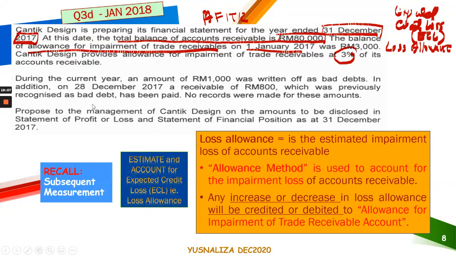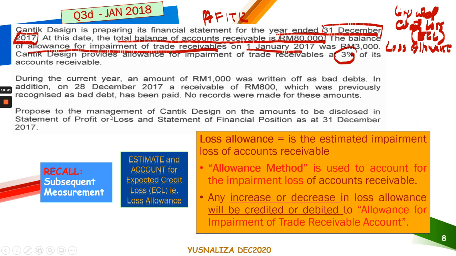So that was what happened. During the current year, 1,000 was written off as bad debt. In addition, on 28th of December 2017, a receivable of 8,000, which was previously recognized as bad debt, has been paid. So you will see that these are relating to bad debts and recovery of bad debt. Right? No records were being made.